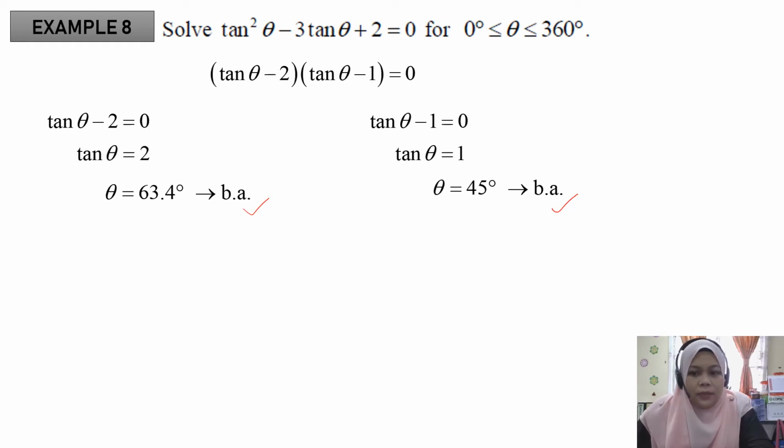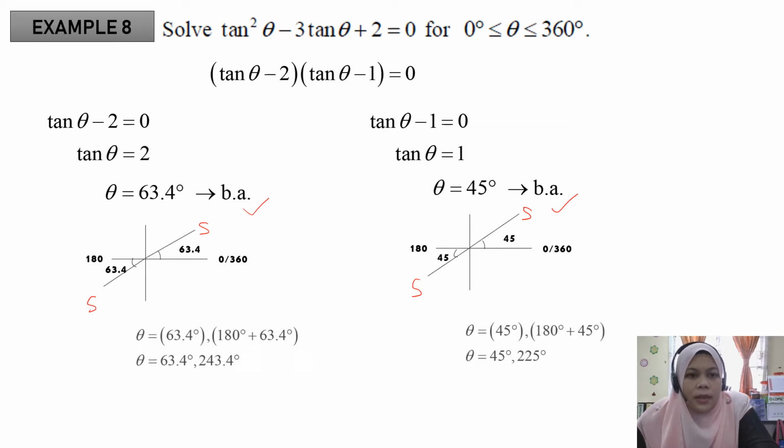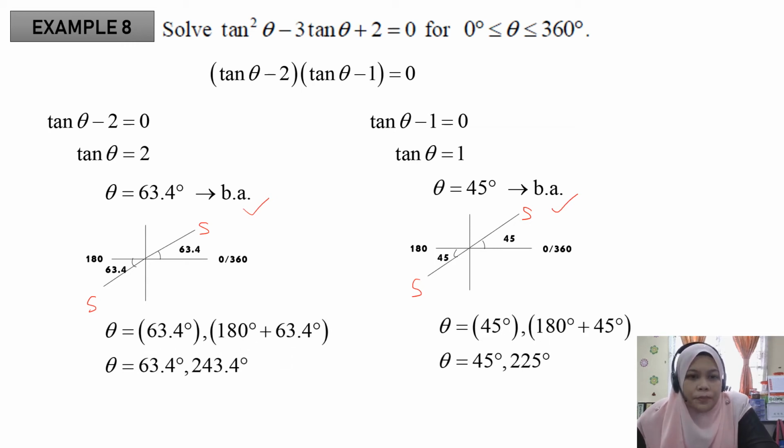So the next thing that we need to do is to determine in which quadrant theta lies. Since tangent is positive, theta lies in the first and the third quadrant. And also here theta is positive, so the solution lies in the first and the third quadrant. And we write the basic angles that we have, 63.4 and 45 for the second solution. Then we will get our solution.